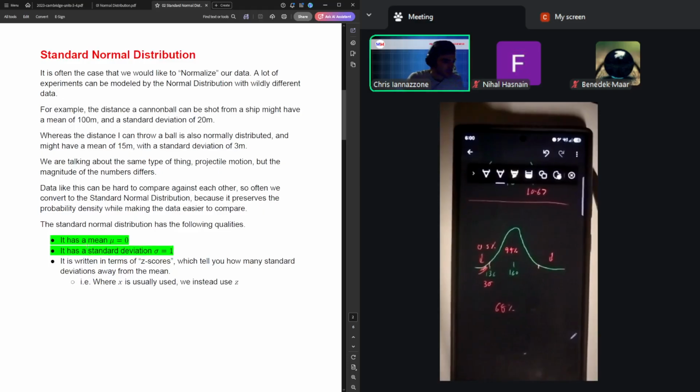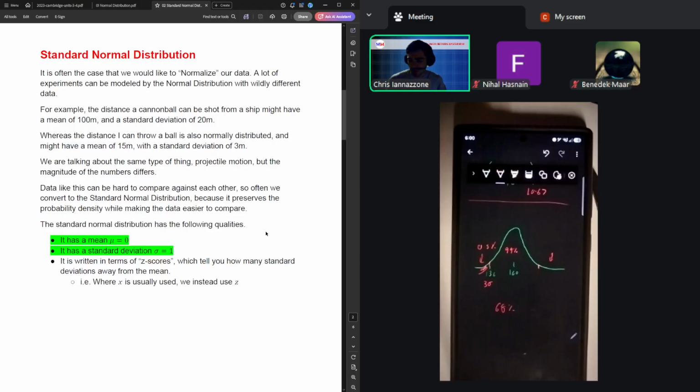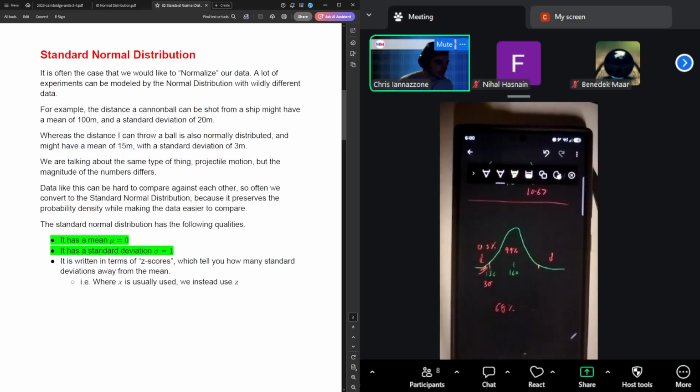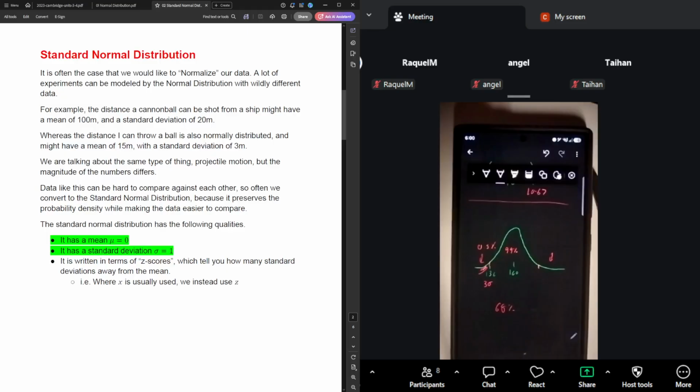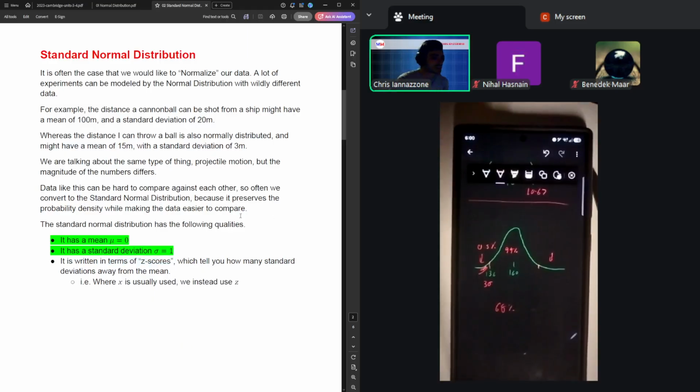The standard normal distribution works exactly the same as the regular normal distribution, except it's a very specific version of it. It has a mean of 0, so it's always centered at 0, and it has a standard deviation of 1. That's why when you look at your CAS and you use the inverse normal, or even the normal CDF, the mean and standard deviation are by default set as 0 and 1. And what you'll find is that questions that refer to the standard normal distribution, you'll often write in terms of z rather than x.